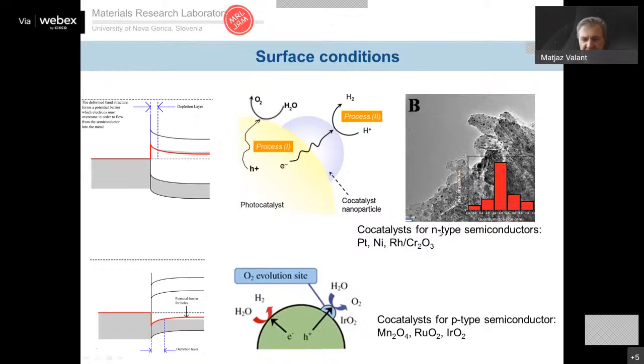So if we want an N-type semiconductor as shown here, they're mainly metals, but also some combination of metals and chromium oxide, for instance. While for the P-type semiconductor, where the process with holes and electrons would be just opposite, there are well-known ones like iridium oxide with titanium oxide, but also manganese oxide.